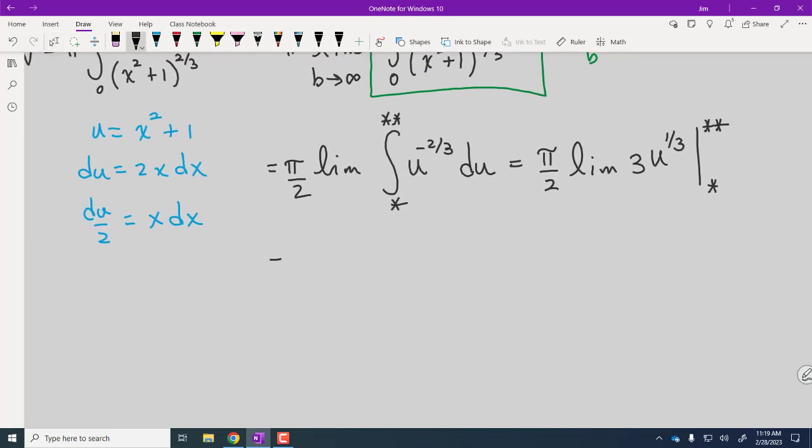That 3 can come to the front now, so we have 3 pi divided by 2 out in front, multiplied by limit. Plug back in our u. So x squared plus 1 to the 1/3 power. And now we're back to our original limits, which were 0 to b.